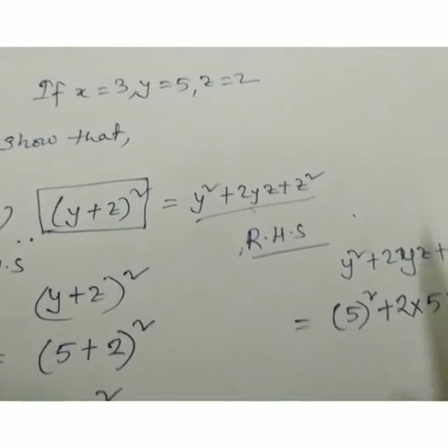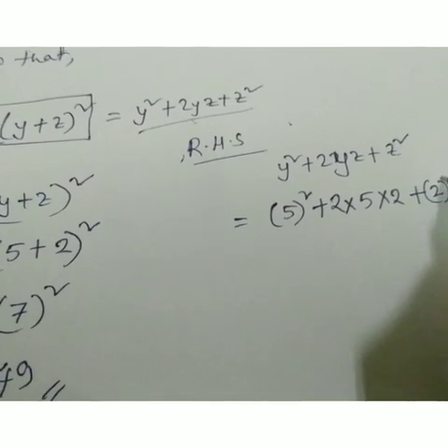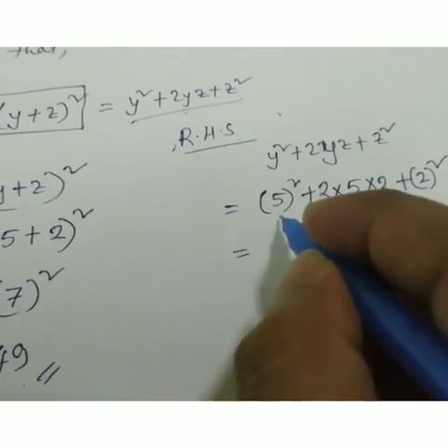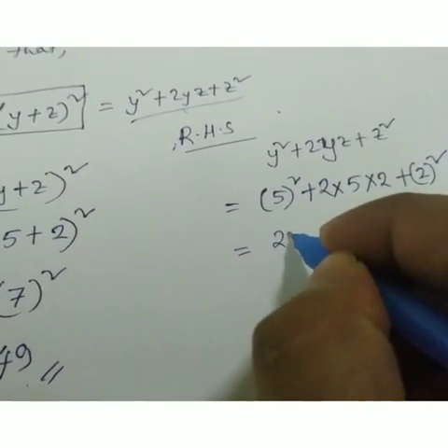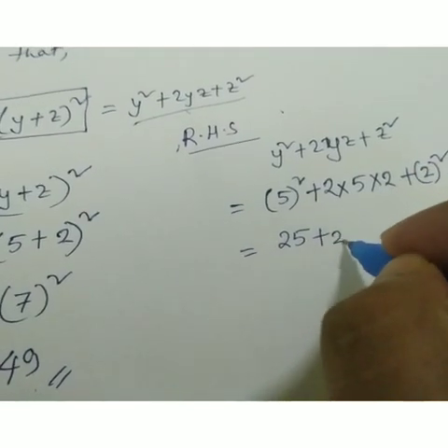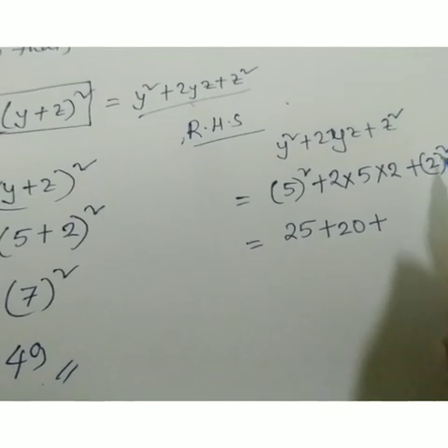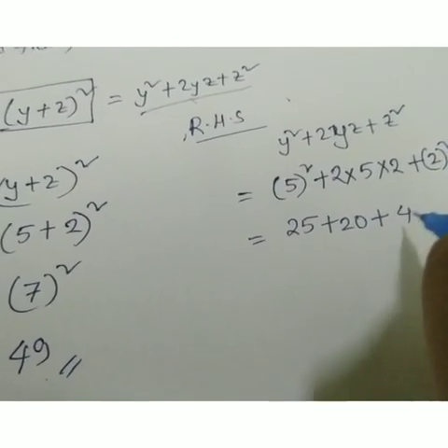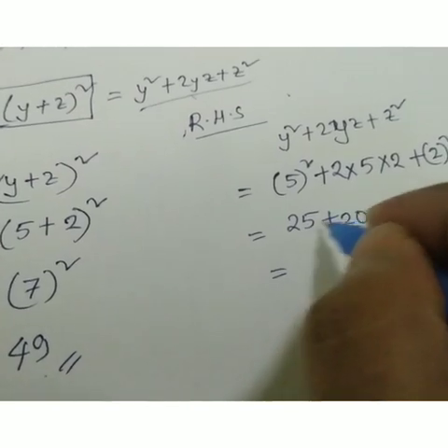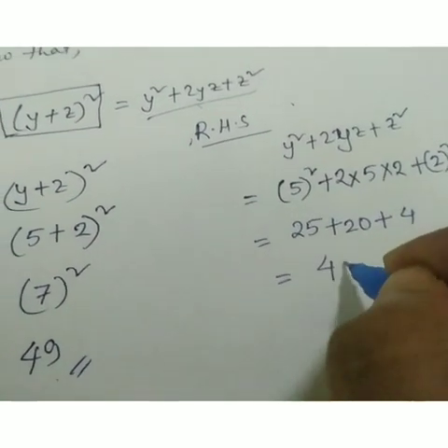Plus z square. Z is 2, so 2 square. So finally what do we get? 5 square is 25, plus 2 into 5 into 2 is 20, and 2 square means 2 into 2, that is 4. So if we add all of them, 25 plus 20 is 45, 45 plus 4 is 49.